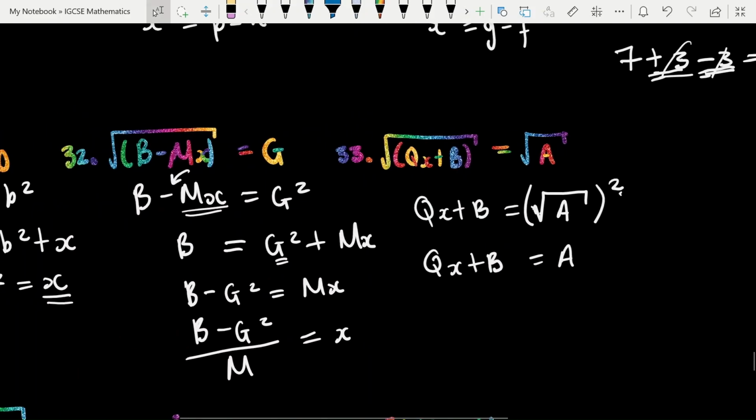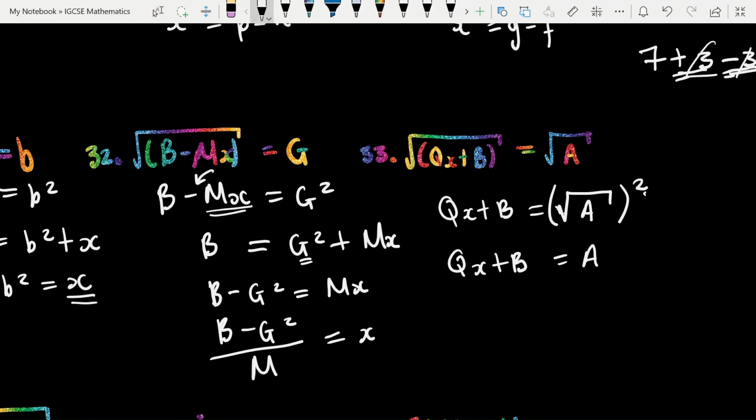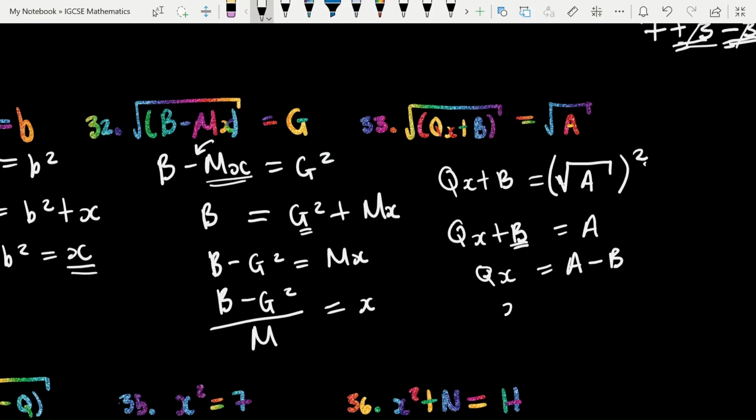Once it's like this, now we can go ahead and make x the subject by taking b first, because b is further from x than q. Q is right next to x. B has a plus sign between it and x. So we take b first to the other side. We're going to have qx being equal to a minus b. Then q goes to the other side. X will be equal to a minus b all over q. We are done.